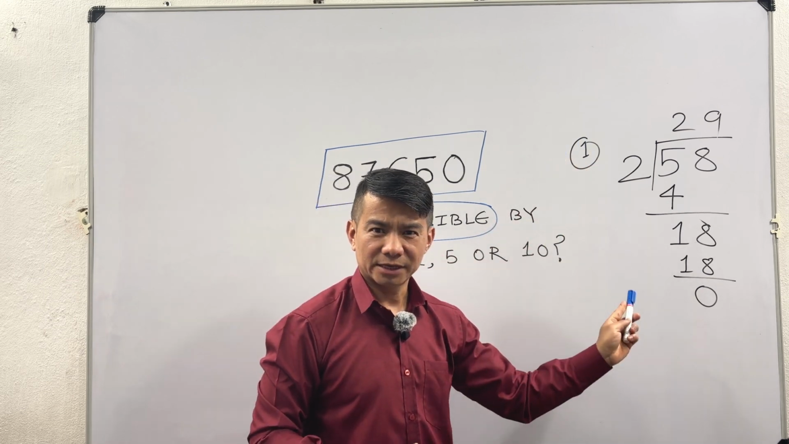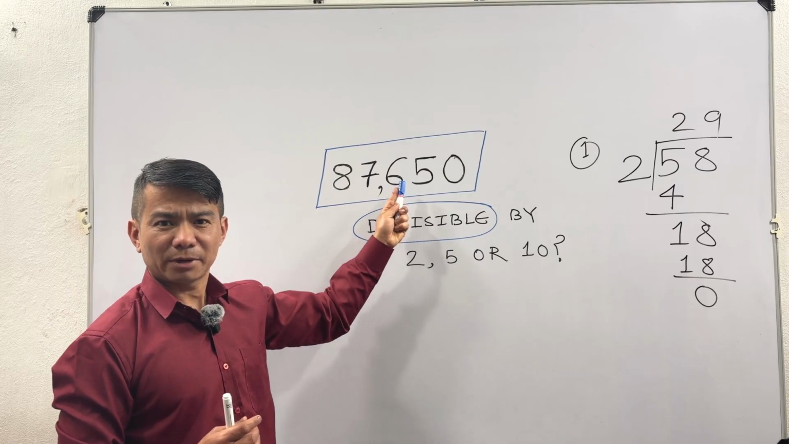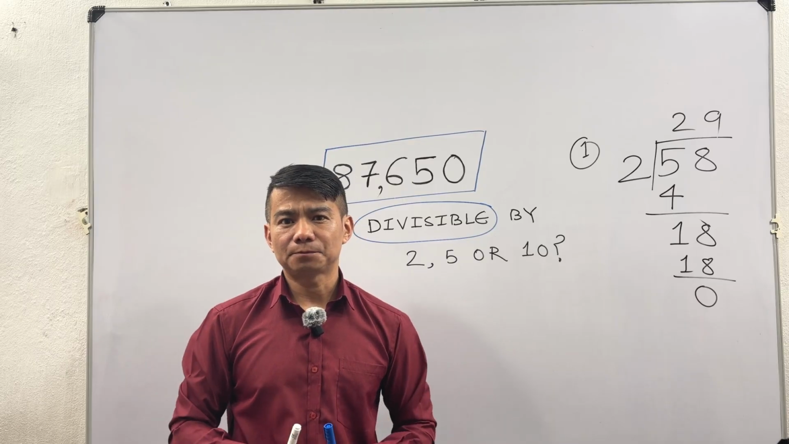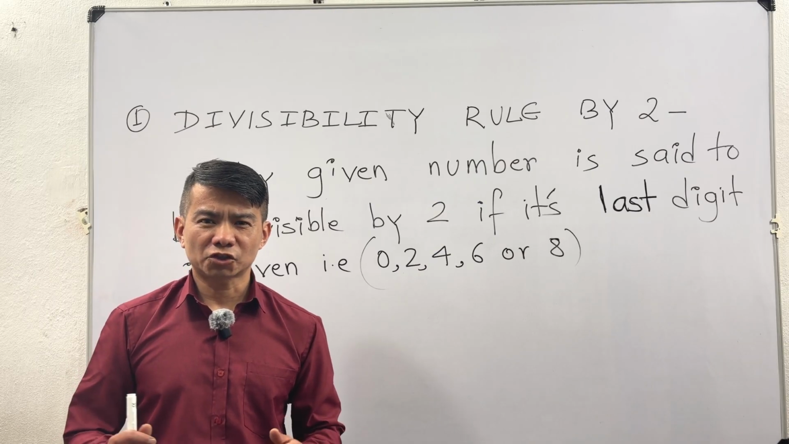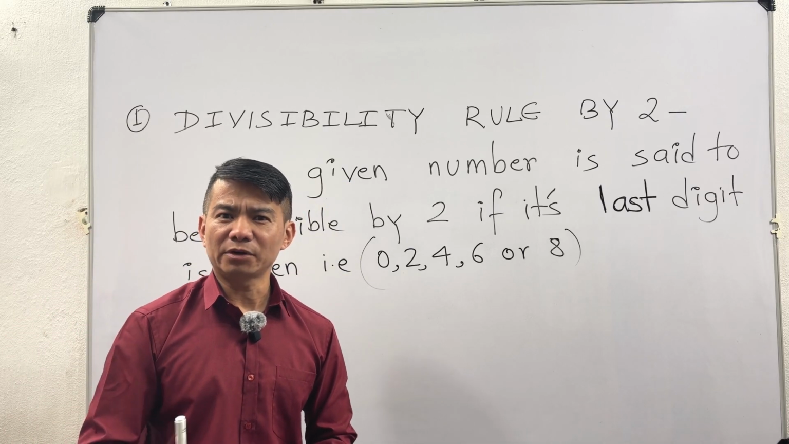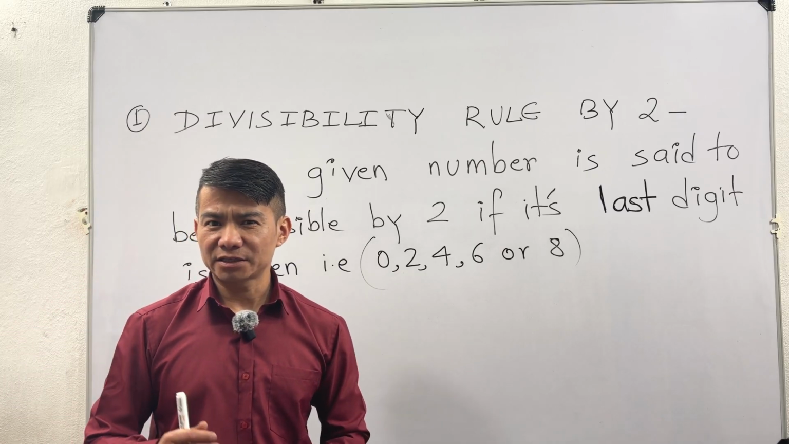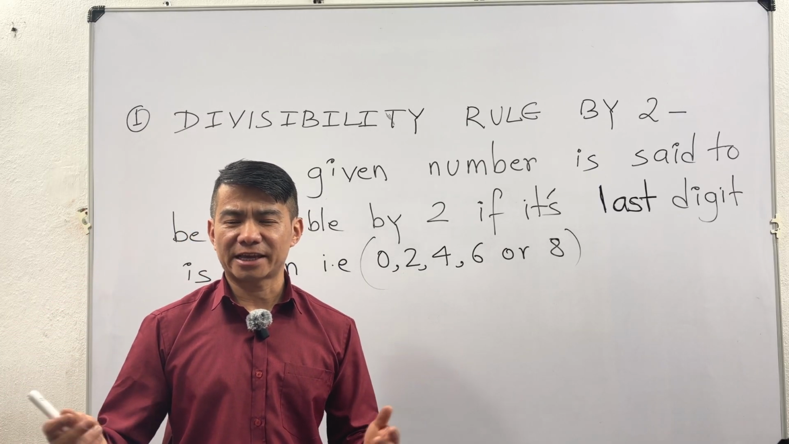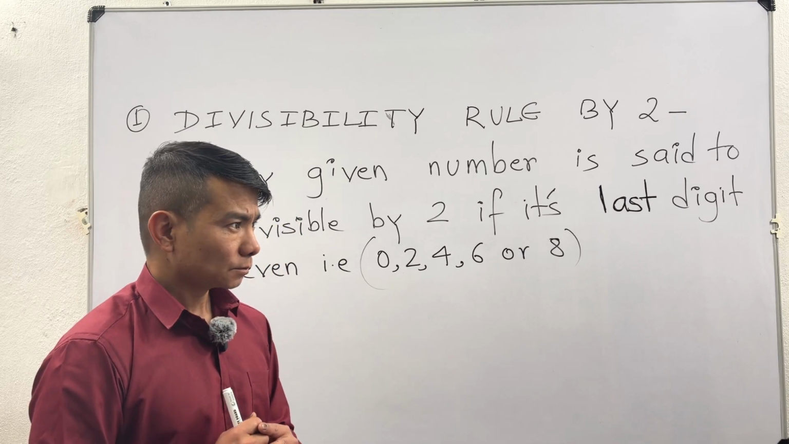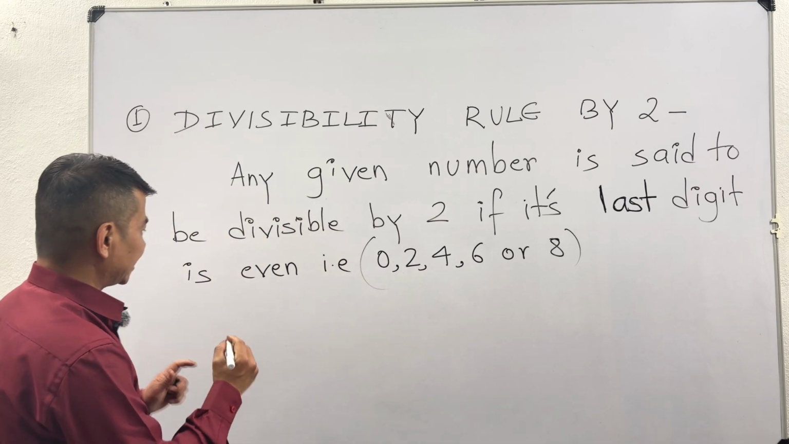But this is a long process. Today we learn that just by looking at a number, we can say whether it is divisible by 2, 5 or 10 or not. So let us start today's video. First of all, we learn the divisibility rule of 2. That is, a given number is divisible by 2 if its last digit is an even number, that is 0, 2, 4, 6 and 8. We learn about even numbers in other classes. Let us take an example and it will be easier for you to understand.